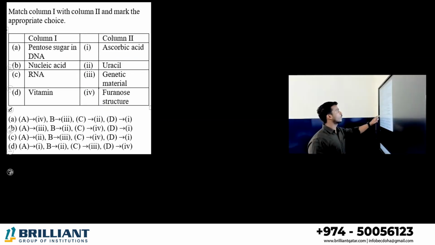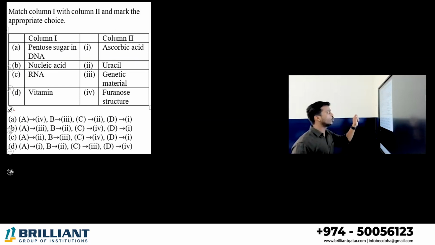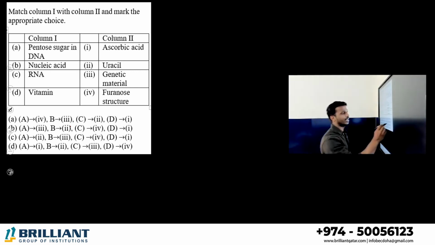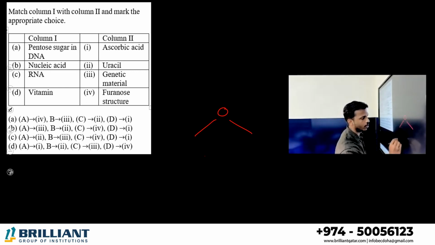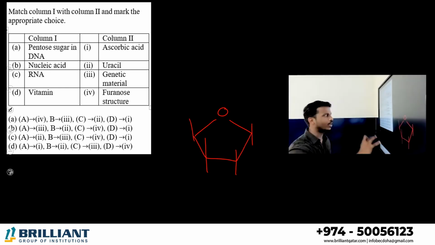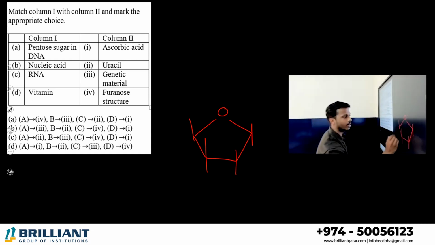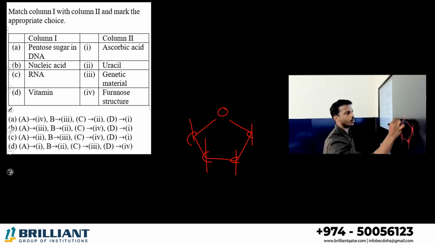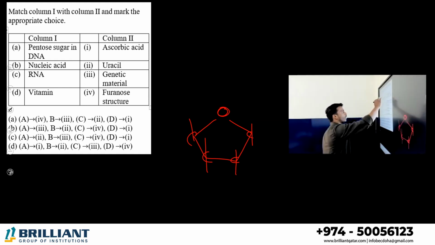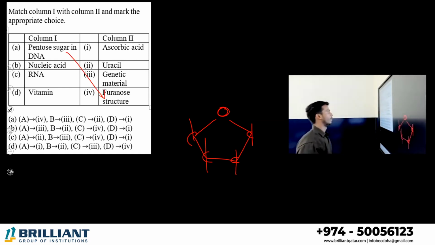Match column 1 with column 2. Again, pentose sugar in DNA. Which is the pentose sugar in DNA, or what can be matched with that? DNA pentose sugar we discussed, no? It is a pentose, right? It is a furanose ring. 4 carbon on the chain and 1 oxygen. So pentose sugar we can match with the 4th one.